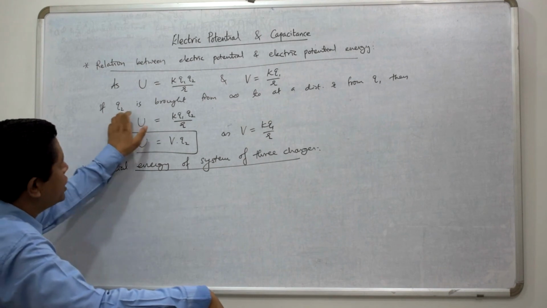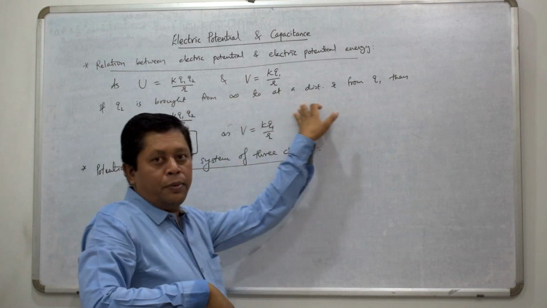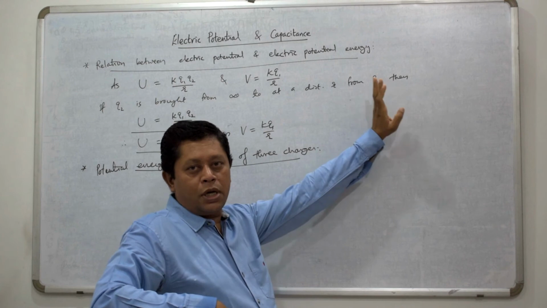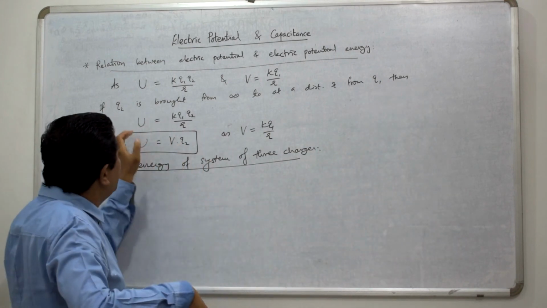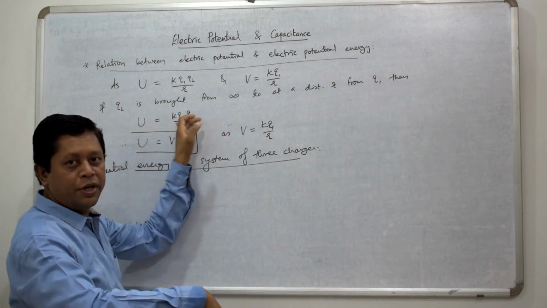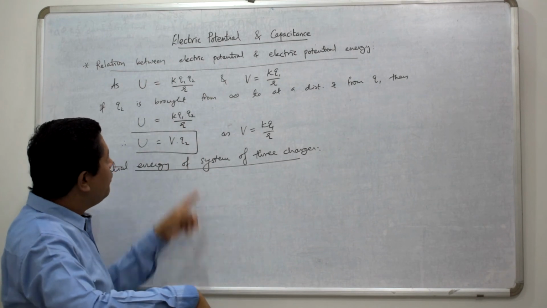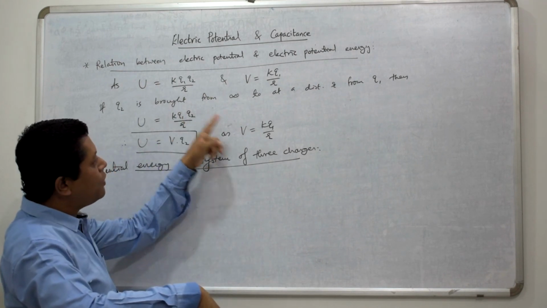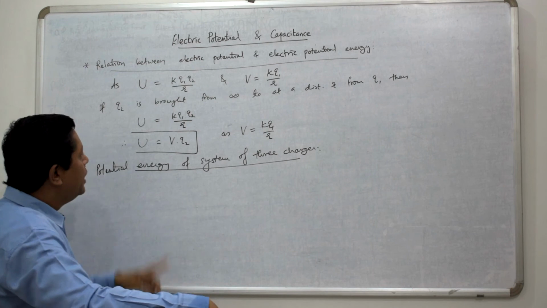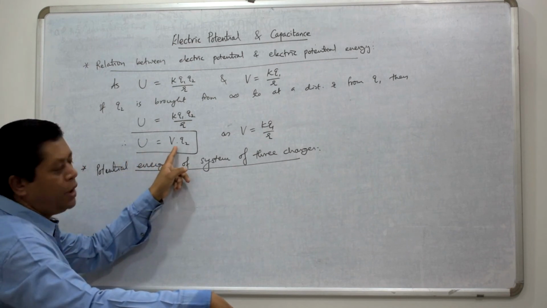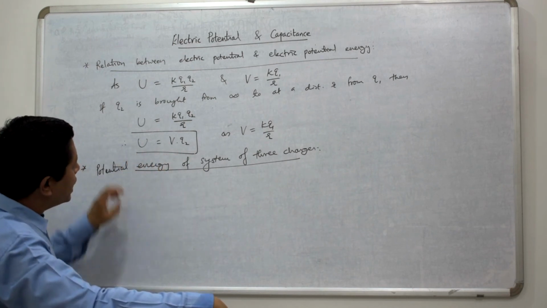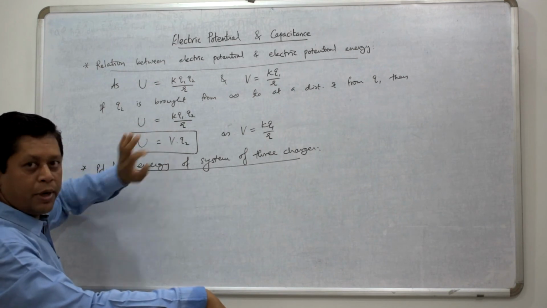If we bring charge Q2 from infinity to a distance R from charge Q1, then the work done, which we write as potential energy U, is KQ1Q2 by R. And KQ1 by R is what? Potential due to charge 1. That's why we can write U is equal to V into Q2. So this is the relation between potential energy and potential.